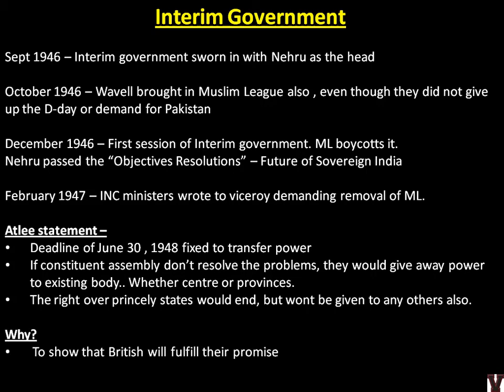But why did Attlee do this? To show that the British will fulfill their promise of giving independence, because Attlee was in the Labour Party who came into power recently, and to end the deadlock between INC and ML. He thought like, if we give such a powerful statement, INC and Muslim League will come together and react out of shock, like Attlee has given such a statement. So we should come together and somehow get proper independence so that a unified India is there. Else the princely states will be somewhere, Hindu regions somewhere, and Muslim regions somewhere. So to get a unified India, they will come together. That is what Attlee expected out of the INC and Muslim League.